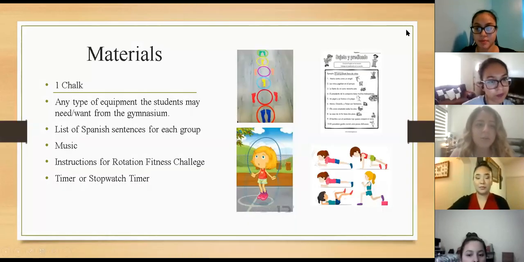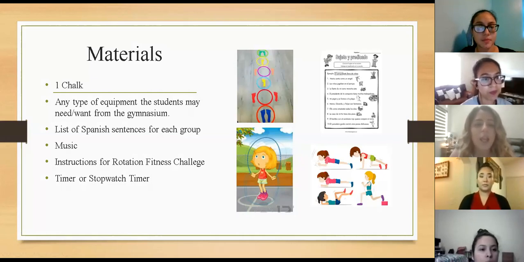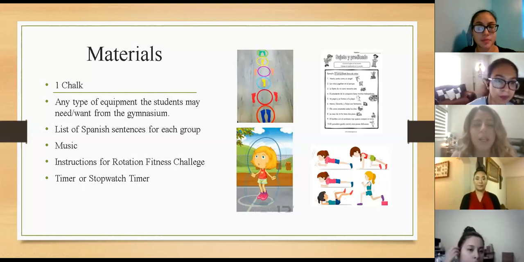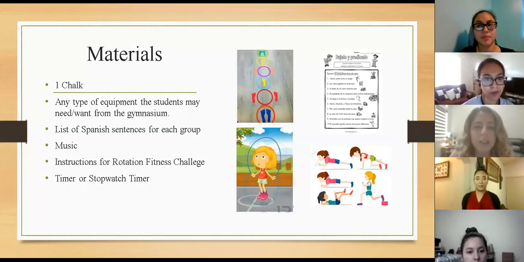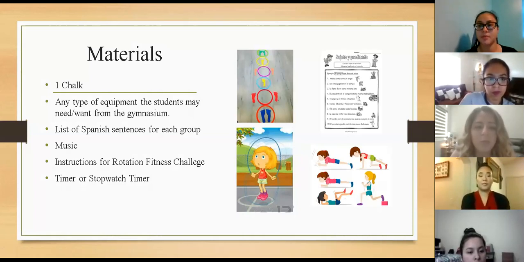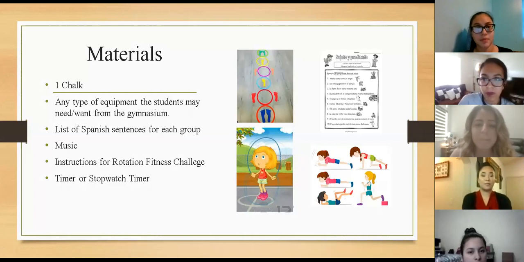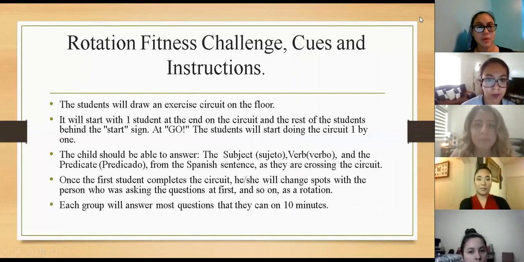The materials will be a chart, any type of equipment a student may need from the gymnasium, a list of Spanish sentences for each group, music, instructions for a rotation fitness challenge, and a timer or a stopwatch. Rotation fitness challenge cues and instructions.